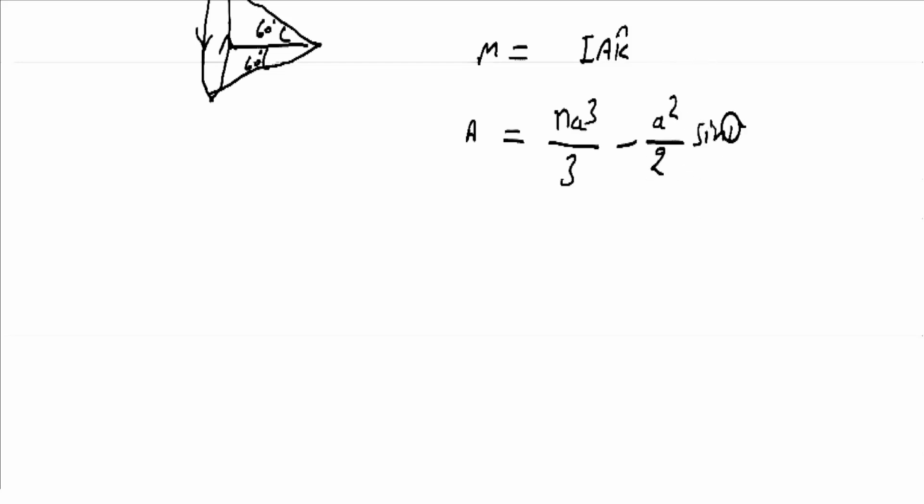So the dipole moment m equals I times the area vector. The area equals the arc sector area minus the triangle area. So the sector area is pi a squared upon 3, minus a squared upon 2 times sine 120 degree for the triangle. Calculating, we get 0.61 a squared. So the magnetic moment m equals I times area, that is 0.61 a squared I k cap.